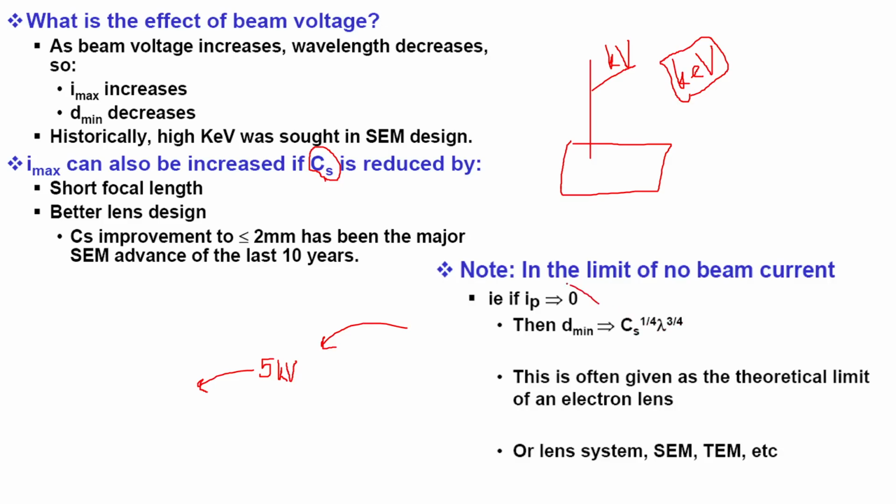But with probe current 0, that means no probe, no electron is falling on the sample. Theoretically, if this is 0, then the minimum diameter of the electron probe will be given by this equation: Cs, spherical aberration, to the power 1/4, and lambda, that is wavelength, to the power 3/4. This is basically the theoretical limitation for the smallest probe size in the SEM.